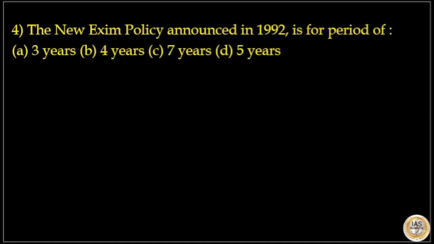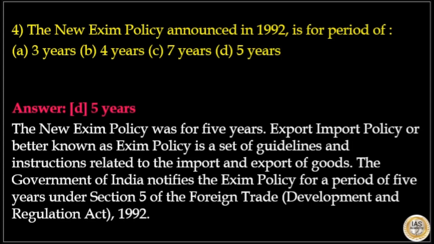Next is, the new Exim policy announced in 1992 is for a period of: option A 3 years, option B 4 years, option C 7 years, option D 5 years. Here the answer to this question is option D, 5 years. The new Exim policy was for 5 years. Export-import policy, or better known as Exim policy, is a set of guidelines and instructions related to the import and export of goods. The Government of India notifies the Exim policy for a period of 5 years under Section 5 of the Foreign Trade, Development and Regulation Act 1992.